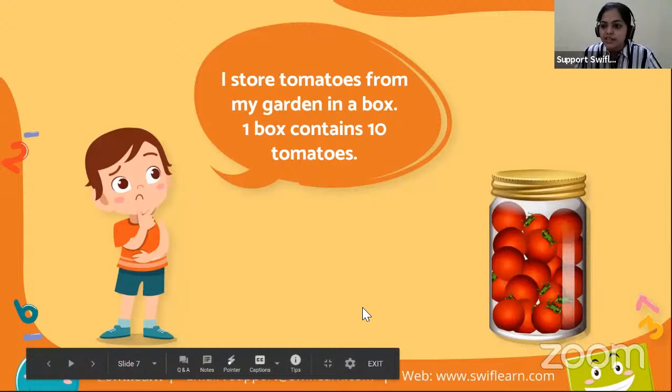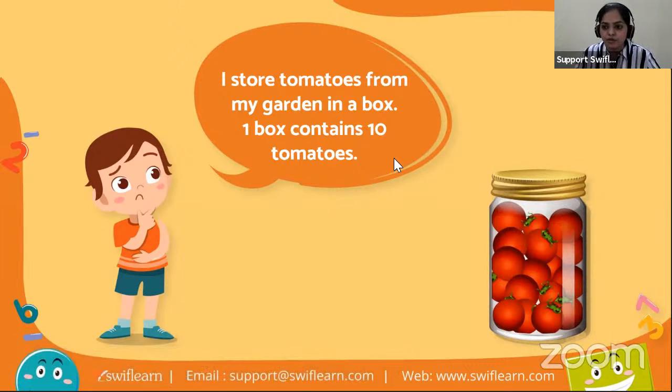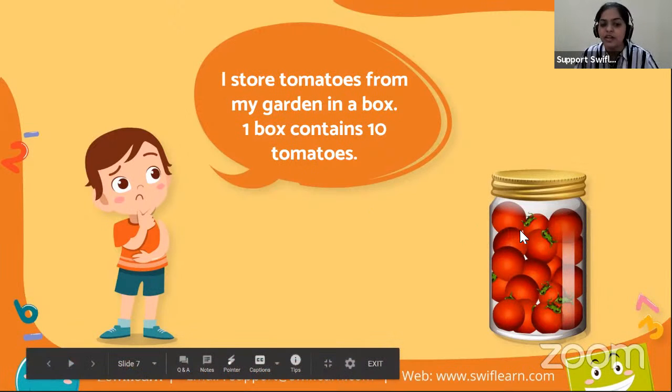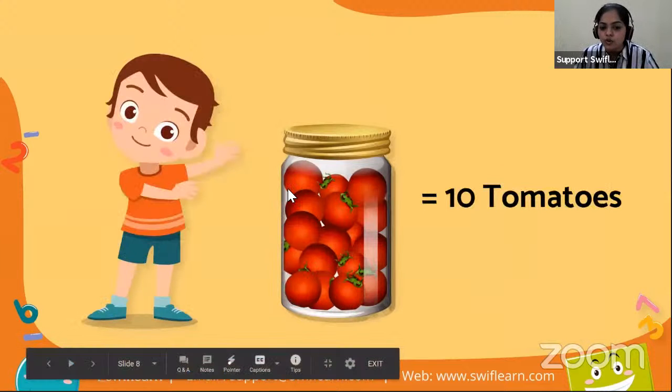So, to understand algebra, let us take some applications to understand what algebra actually means and the use of variables and all. So, let's take this example. I store the tomatoes from my garden in a box, and one box contains 10 tomatoes. All right, so this box contains how many tomatoes? 10 tomatoes. Great. All right, so this box contains 10 tomatoes.